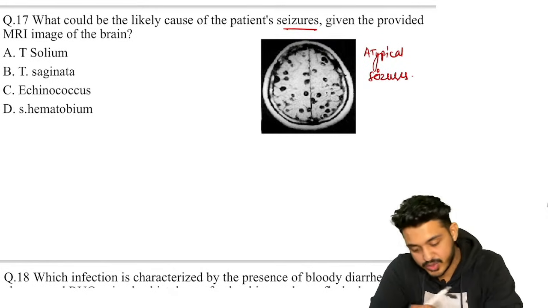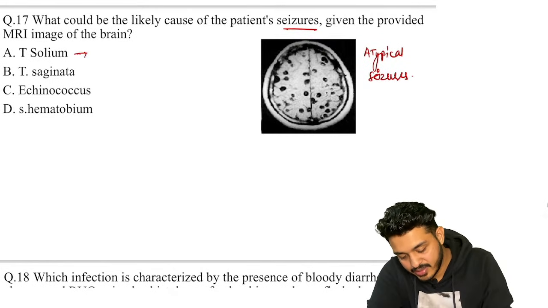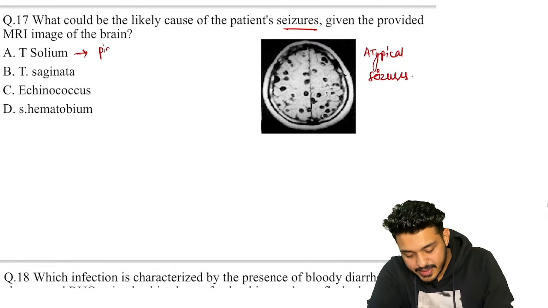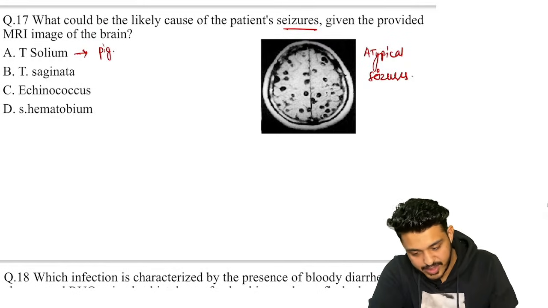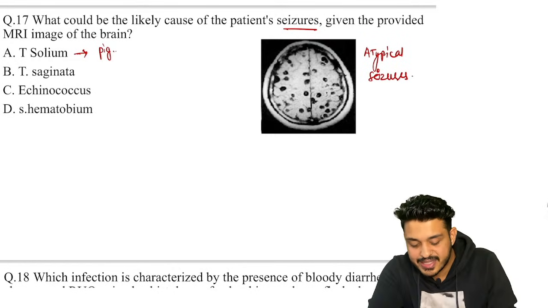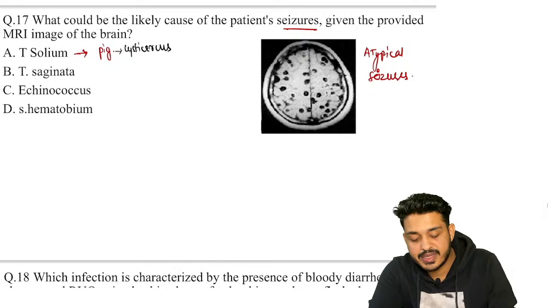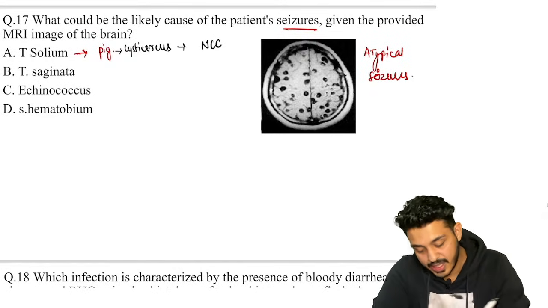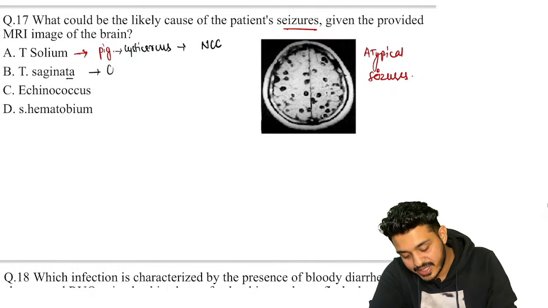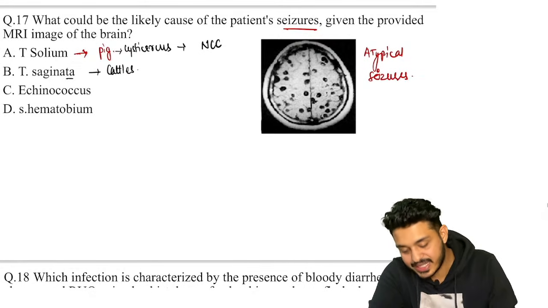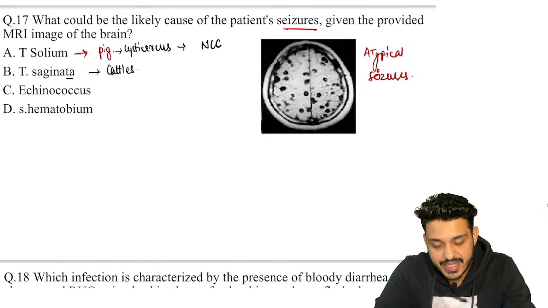And this is due to what? Taenia solium. Taenia solium is associated with pork, with the pigs, and the larva is going to be what? Cysticercus. When this cysticercus enters the brain, it is known as neurocysticercosis. Saginata will be associated with cattle. It can cause what? Intestinal taeniasis.